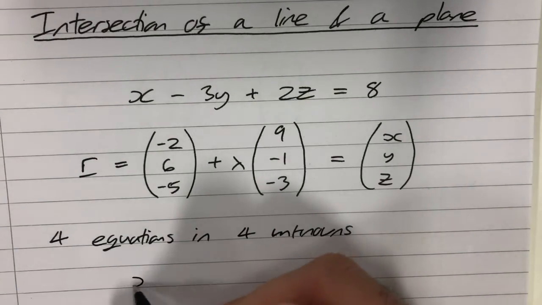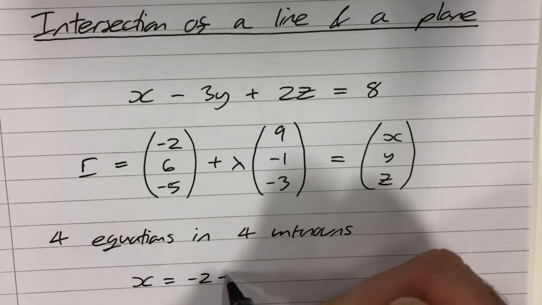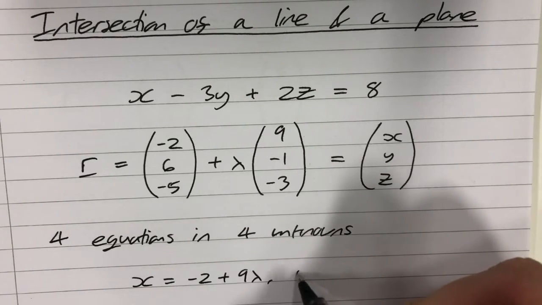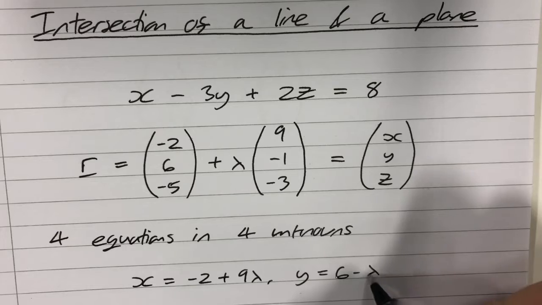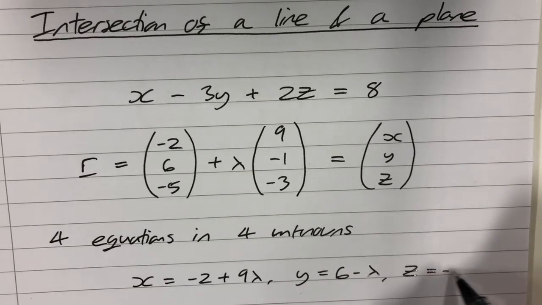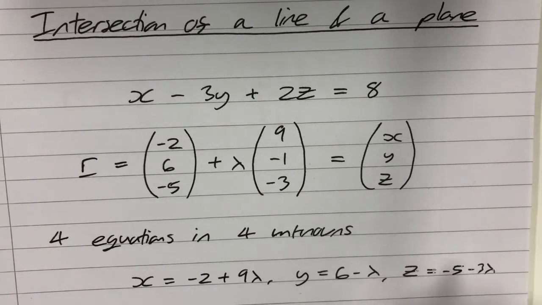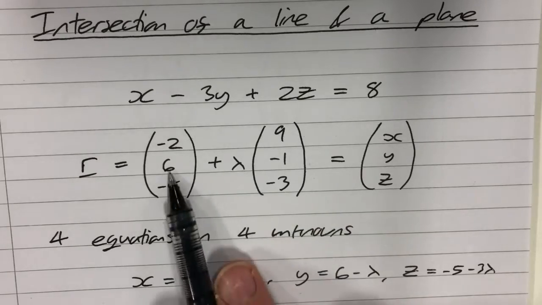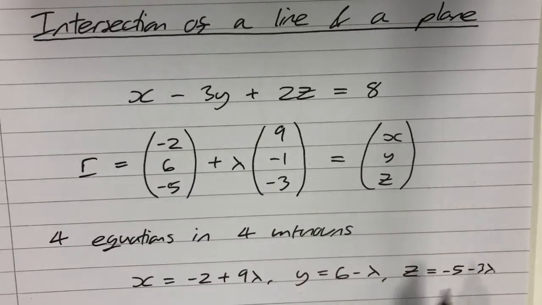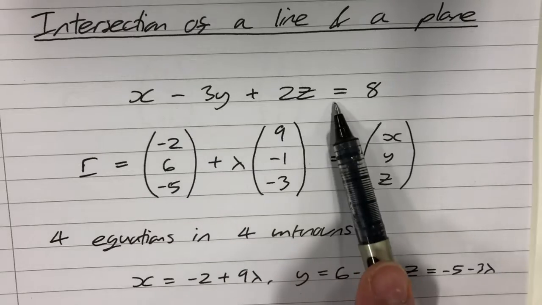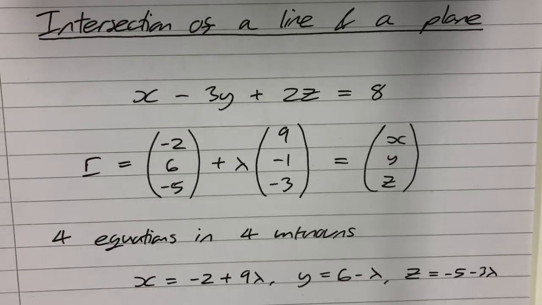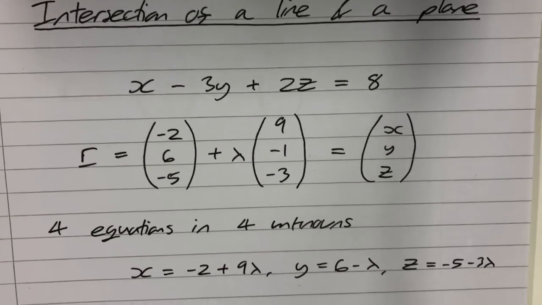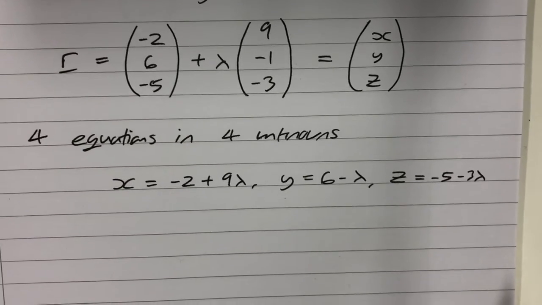So I'm going to use my definition for x as being minus 2 plus 9 lambda, y as being 6 minus lambda, and z as being minus 5 minus 3 lambda, which I get from this equation here. And I'm going to plug these definitions into the equation of the plane. And what that's going to give me is a linear equation in lambda.